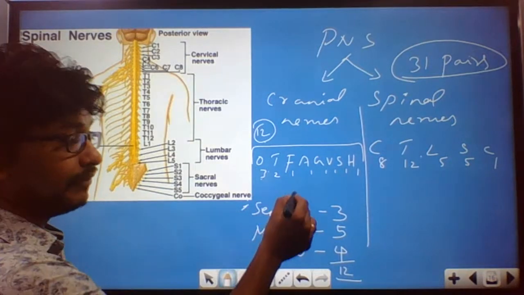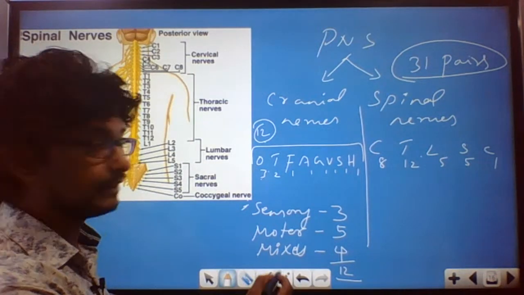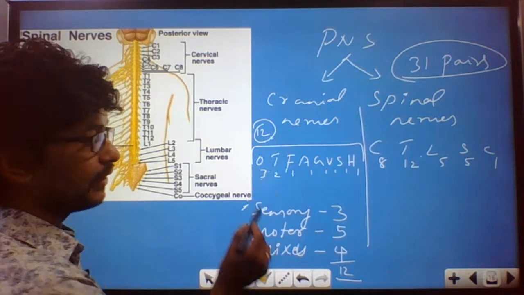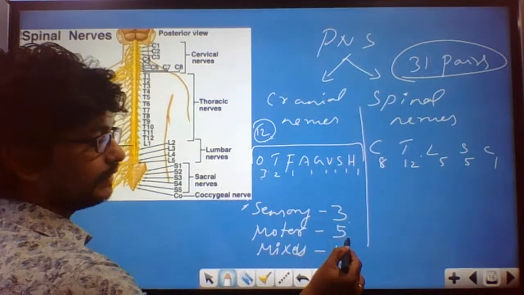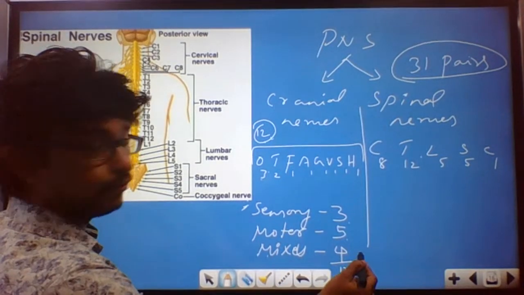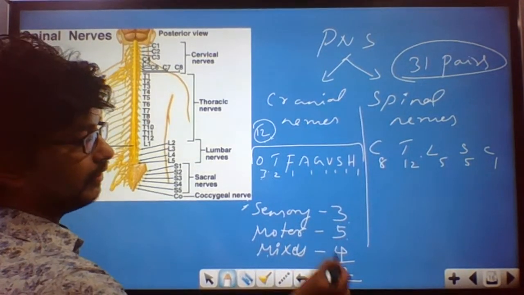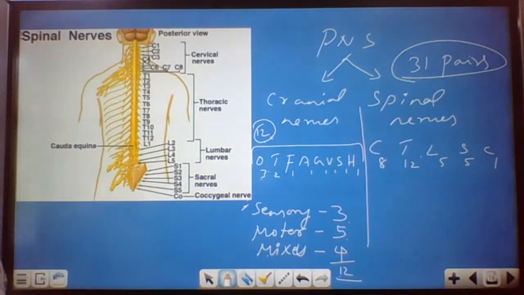Sometimes, if the question is very specific, they'll ask from this part: out of 12 cranial nerves, how many sensory nerves are there? Sensory nerves are 3, motor nerves are 5, and mixed nerves are 4. So altogether we have the 12 nerves in the case of cranial nerves.